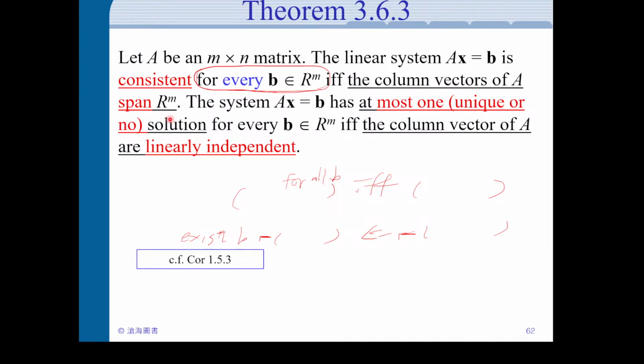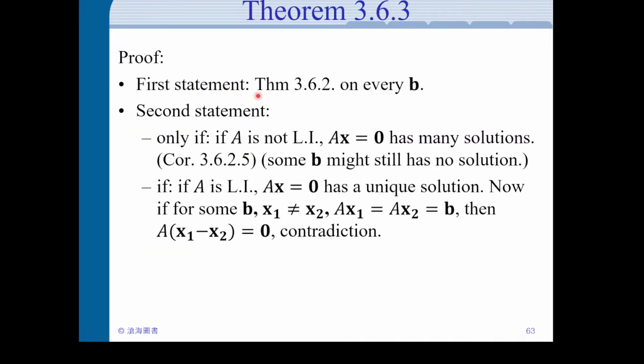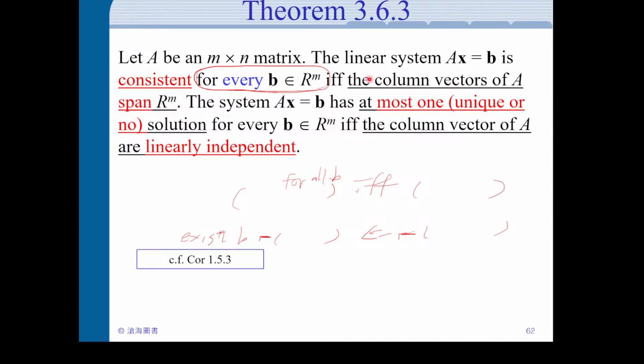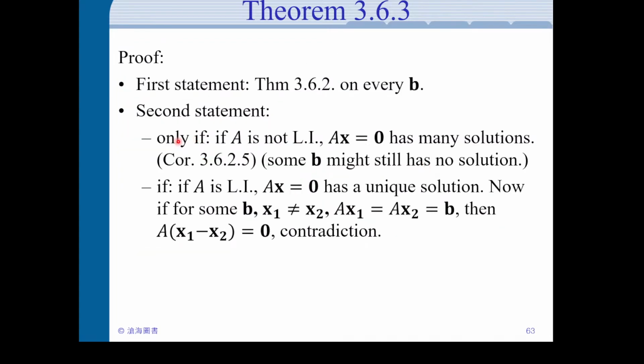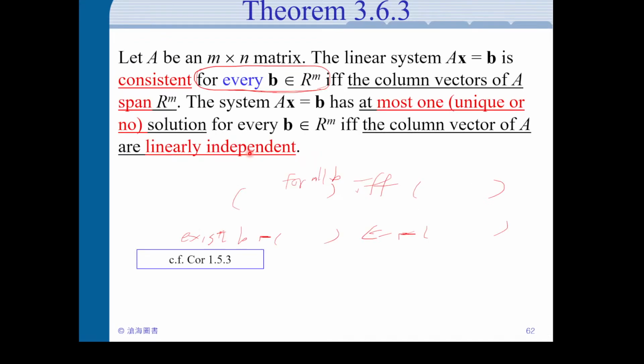As they say, when we want to prove the first theorem, we can actually prove this pointwise. So for every b, it's already true for 3.6.2. It's pretty straightforward. If you span everything, then everything is inside the column space, and b is consistent, etc. And then the second statement, the only if direction. So if you don't have everything linearly independent, if A is not LI, then we only need to find one b that this doesn't satisfy. We don't need to prove that every b doesn't satisfy it.